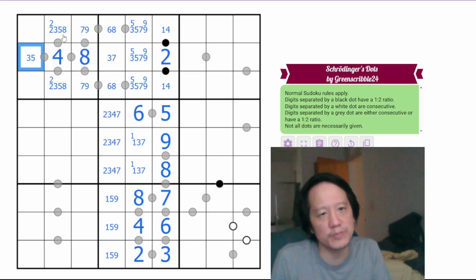Which means none of the rest of the box can be 8. The rest of the box can't be 2, 3, or 5. So it has to be a 1-6 pair here.